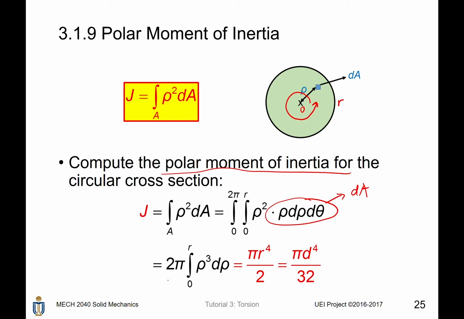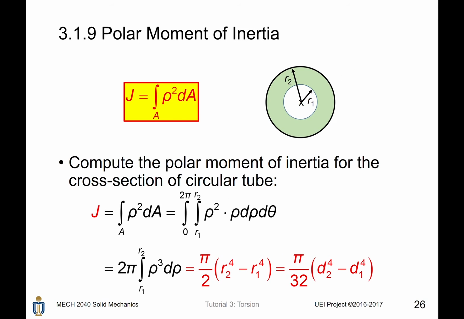Then we have 2 pi times the integral of rho cubed d rho from 0 to r. So the polar moment of inertia is given by pi d to the power 4 divided by 32, where d is the diameter of the circle. Or you can express it simply in the radius, which is pi r to the power 4 divided by 2.